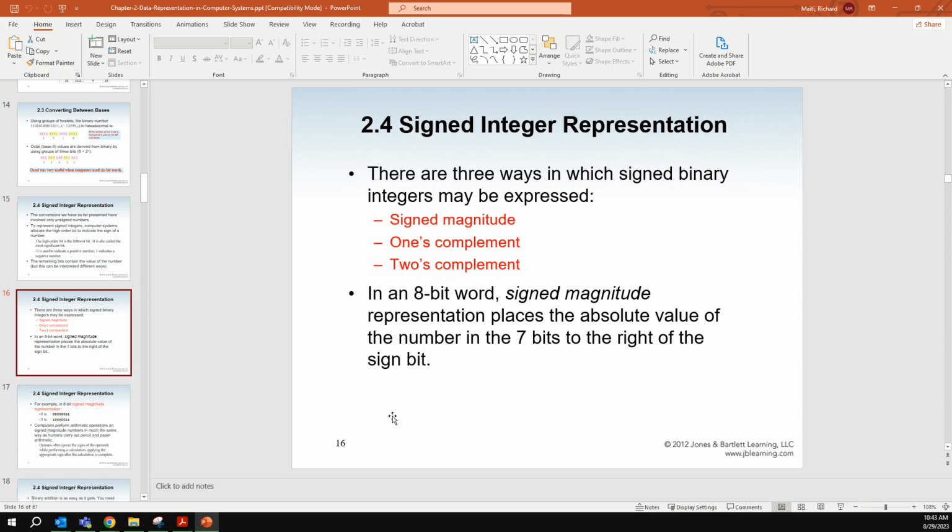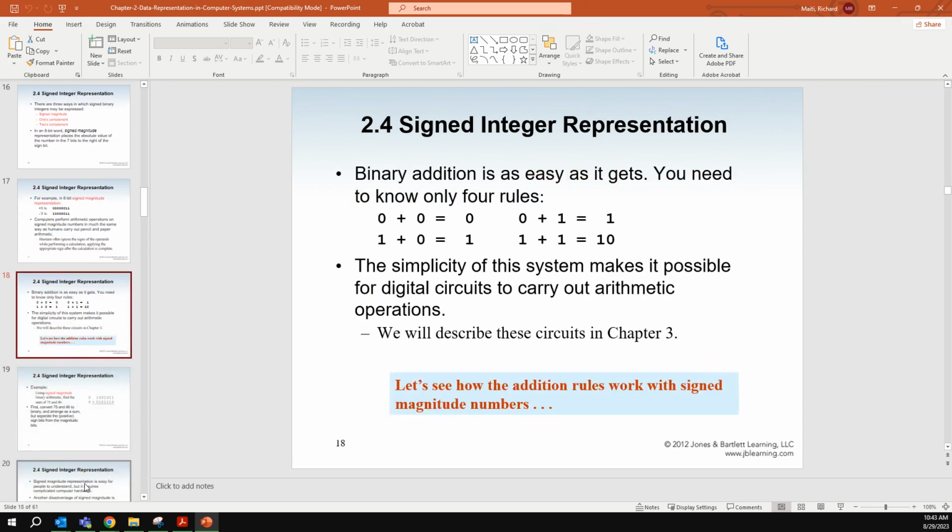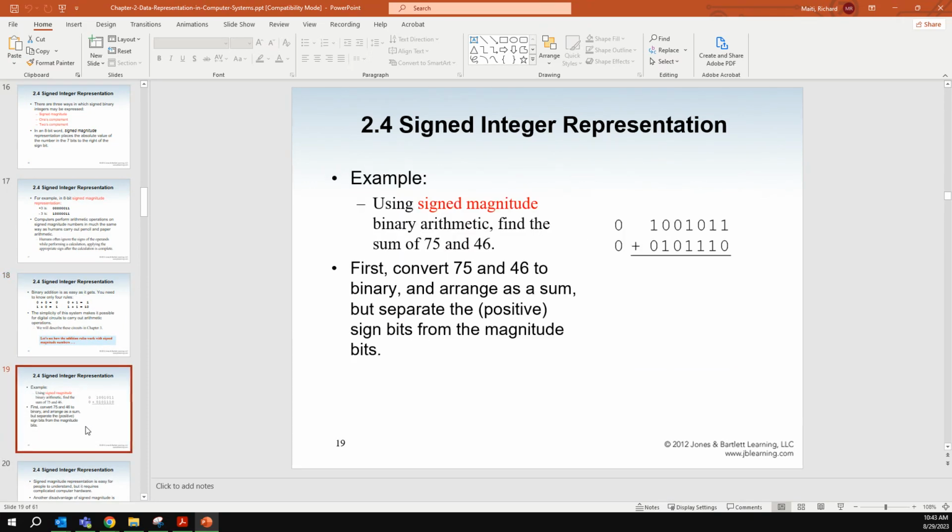So there are 3 ways in which signed binary integers may be expressed: signed magnitude, 1's complement, and 2's complement. In an 8-bit word, signed magnitude places the absolute value of the number in the 7 bits to the right of the sign. So here's an example of an 8-bit signed magnitude. So this is +3 and -3. This gets into more of the binary additions, how it's done. So you can take a look at these examples.